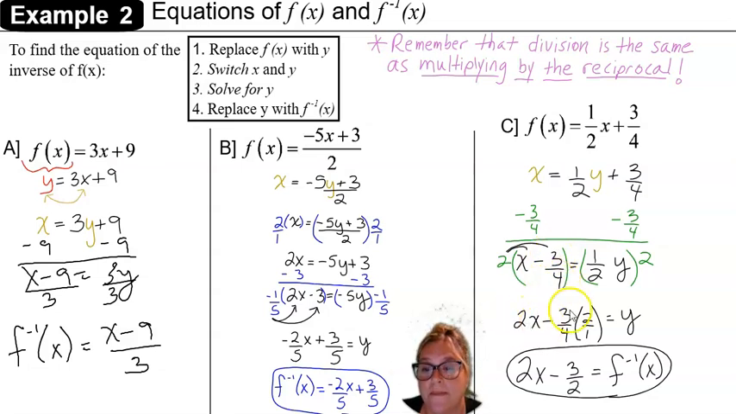So we have 2x minus 3/4 times 2 over 1, and that is going to be 6 over 4, which reduces to 3 over 2. So f inverse of x is 2x minus 3 over 2.